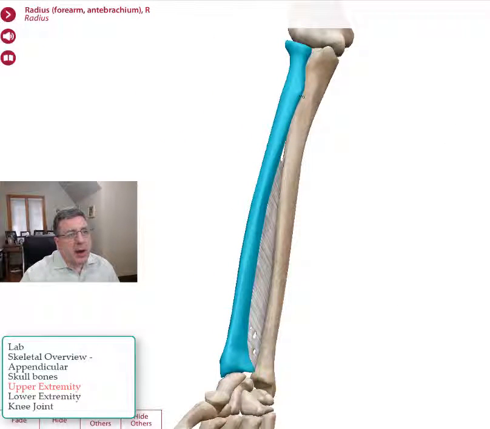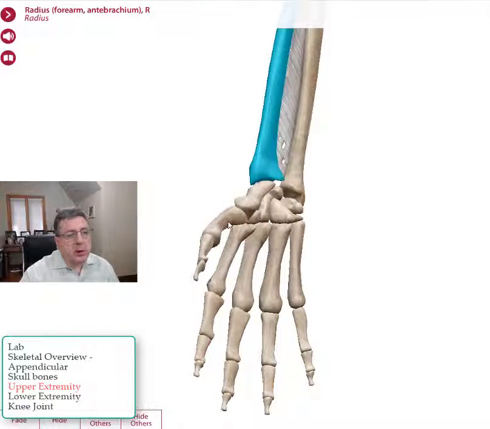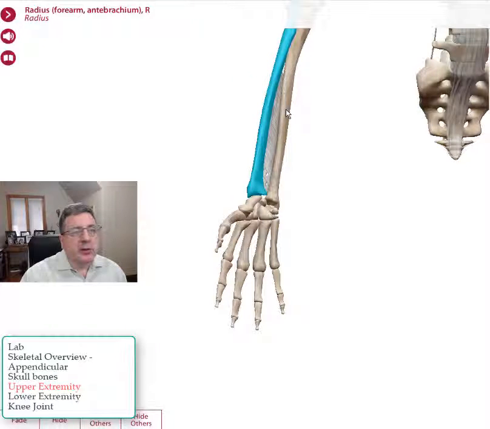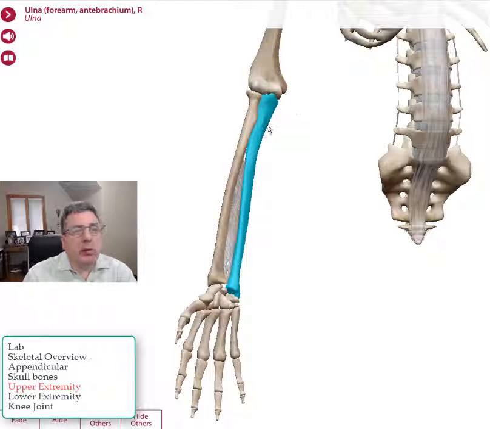So here the radius is highlighted in blue. This is the thumb. Okay, so the radius is on the side of the thumb. And in the anatomical position, this is going to be the lateral bone. The ulna is going to be on the medial side. Okay, so we'll go through those specifics.